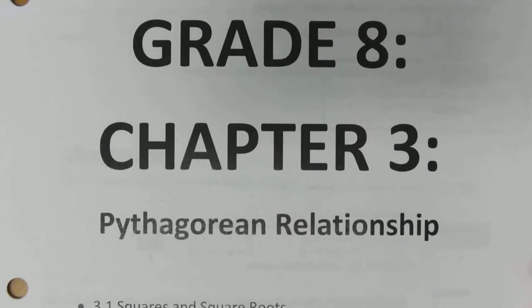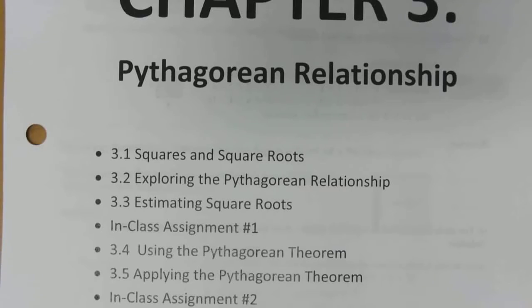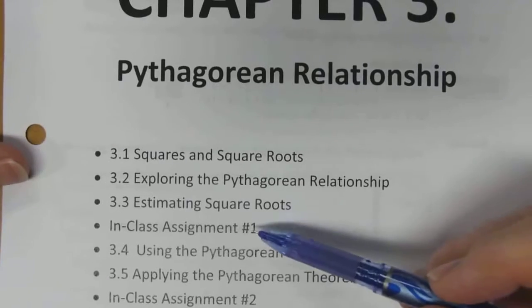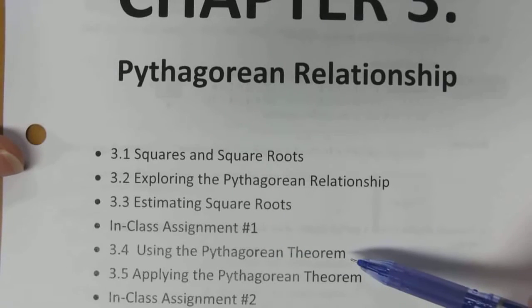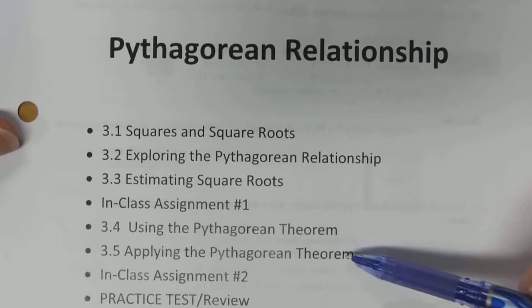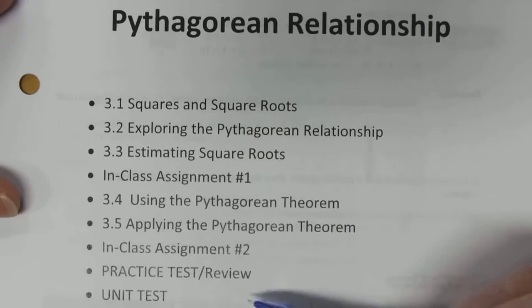Alright, chapter 3 for grade 8, Pythagorean relationship. In this chapter we've got 3.1 squares and square roots, 3.2 is exploring the Pythagorean relationship, 3.3 is estimating square roots, then there may be an assignment, 3.4 is using the theorem, 3.5 is applying the theorem, there may be another assignment, and then we'll wrap up the chapter with our exam.